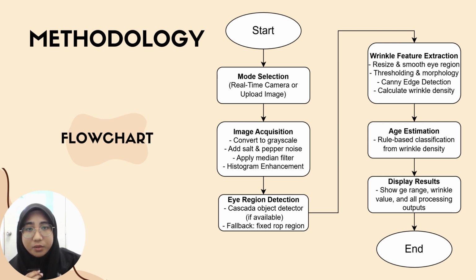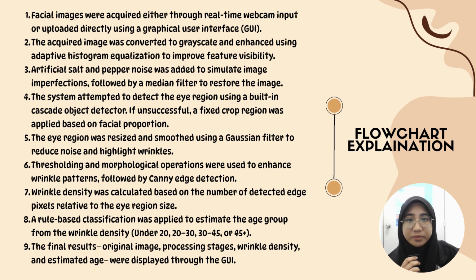With the wrinkle data, we then perform age estimation. This is done through a rule-based classification where we map wrinkle density values to predefined age groups such as young, middle-aged, or elderly. Lastly, in the display result step, the system shows the estimated age group, wrinkle score, and other processing outputs such as the filtered and edge-detected image. This completes the entire process from input to output using a clear and interpretable method without the need for machine learning. Now, let me briefly explain how the system works based on the flowchart.